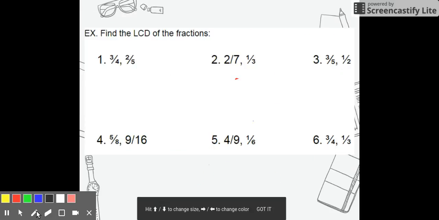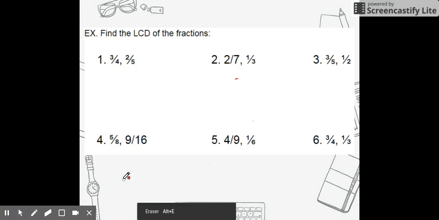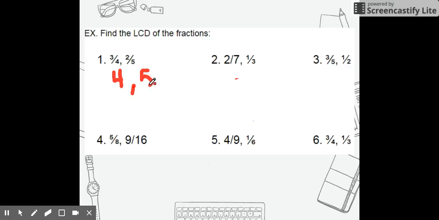All right, so for these first 6 examples, it just says find the least common denominator, which is basically the same exact thing as finding the least common multiple, but you're just looking at the denominators. So 3/4 and 2/5, the denominators are 4 and 5. So you have to find the LCD of 4 and 5. You can make a factor tree, you can make a list, but sometimes you can just think about it. If you think of the multiples of 4, it's 4, 8, 12, 16, 20. And so 20 is going to be the LCD because 5 will go into 20.